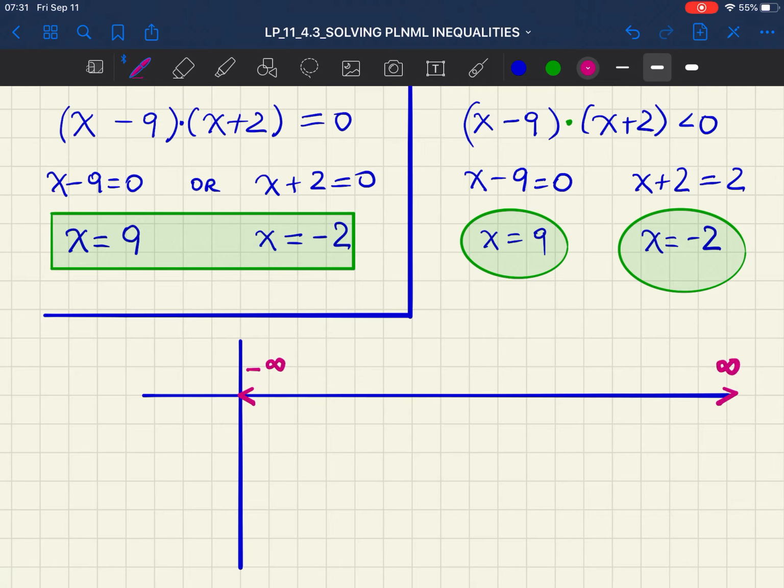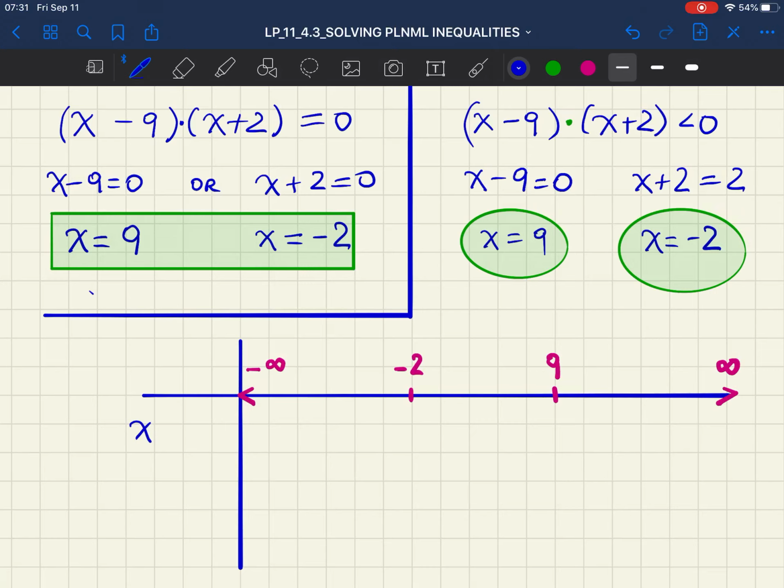And then on this number line, we are going to place the 2 zeros, so the zeros of each factor, and we must place them equidistant from each other. So we don't really need to scale this, we just need to write the numbers in order. So -2 is to the left, 9 is further to the right.